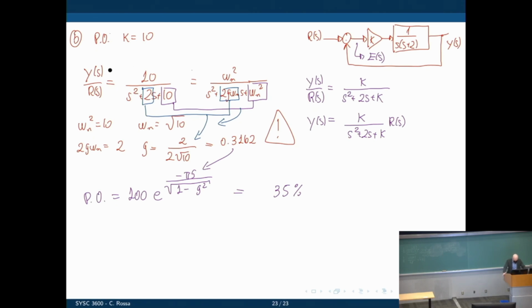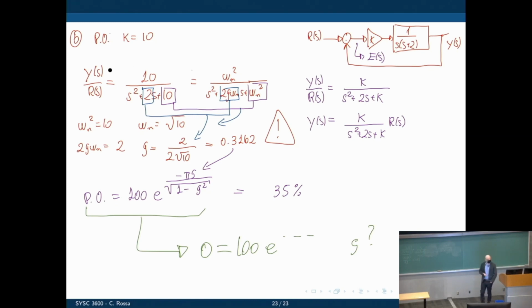The maximum value of K that results in no overshoot. Zeta has to be greater than 1, right? Zeta has to be greater than 1. So I'm going to repeat this one more time because I see this is a very common mistake. I'm asking you what is the maximum value of K, or the required value of K, that results in no overshoot? So what the students do is they take this equation, they equate this to 0 and find the value of zeta.